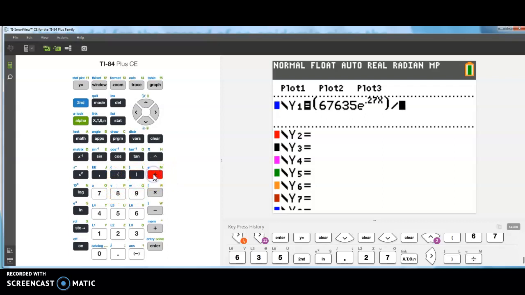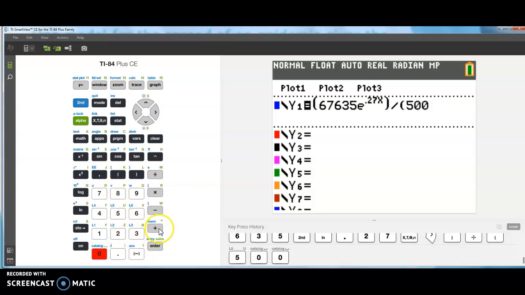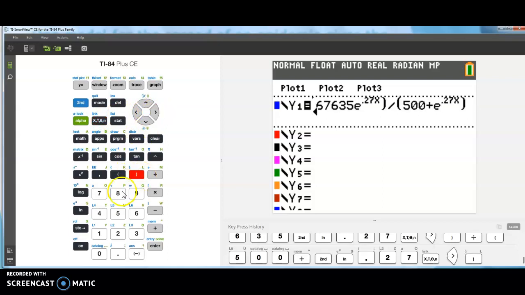So then I'm going to divide. There were parentheses around the bottom of this fraction, so 500 plus e to the 0.27t, and we'll use x again. There we go. And then I want to get out of my parentheses, out of my exponent, finish my parenthesis, and then I also want to add a squared.